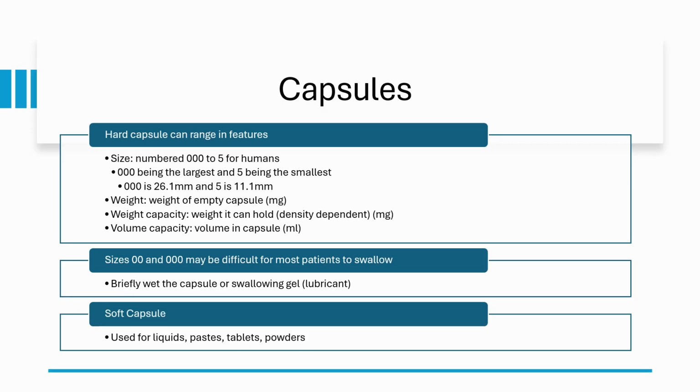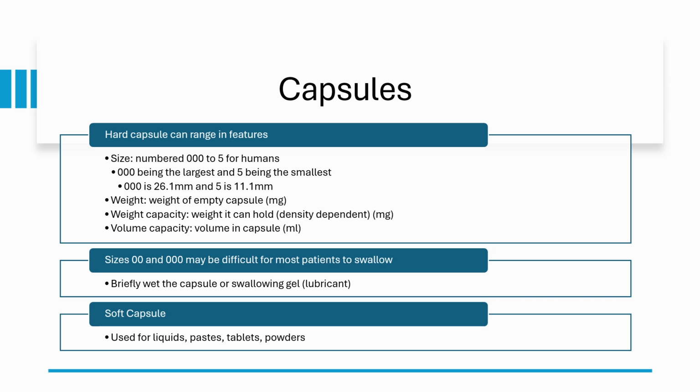Hard capsules can range in features. When we reference their size, they can be numbered from 000 to 5 for humans, 000 being the largest and 5 being the smallest. 000 is 26.1 millimeters and 5 is 11.1 millimeters. When you're looking at the weight, it's referring to the weight of the empty capsule.